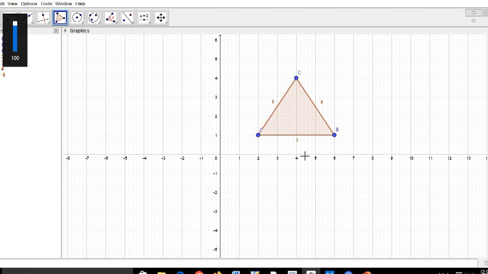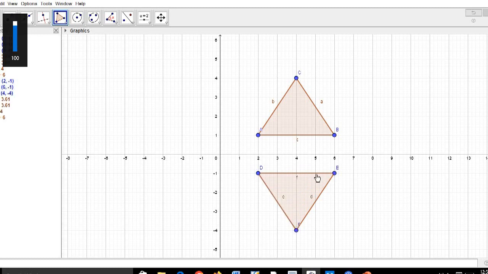It means the point (2, 1) will move to (2, -1) where reflected on the x-axis, and the point (6, 1) moves to (6, -1), and the point (4, 4) moves to (4, -4), which will link our triangle.